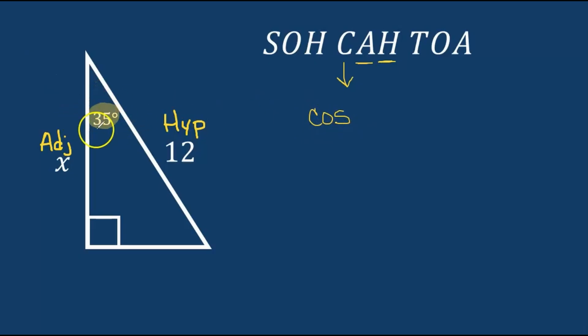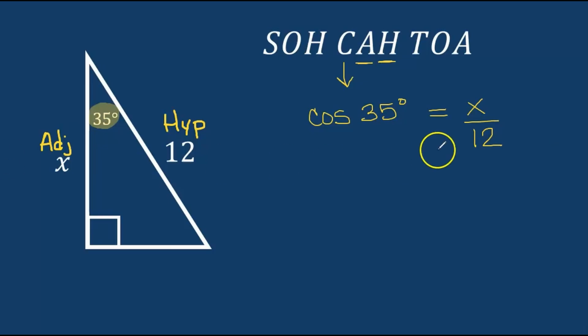Cosine is going to be of 35 degrees, like this. And I'm going to set up this ratio with adjacent over hypotenuse. So it's equal to x over 12. All we have to do now is solve a one-step equation in order to find x.